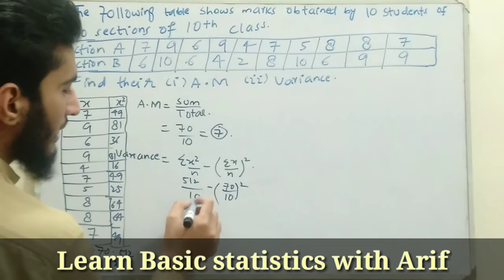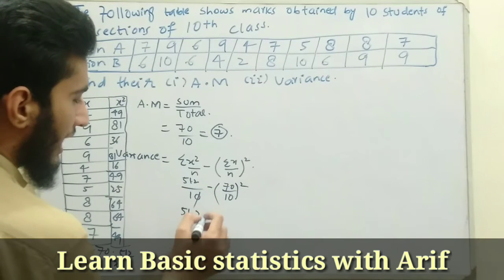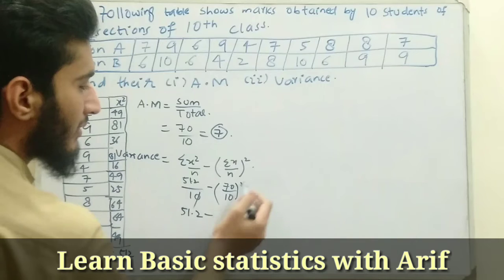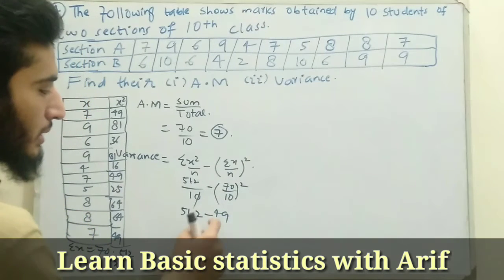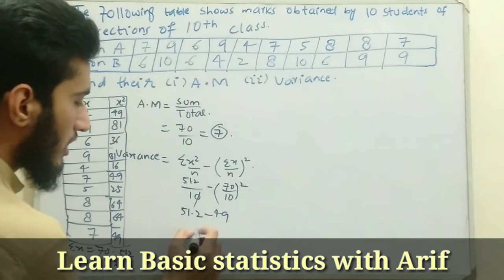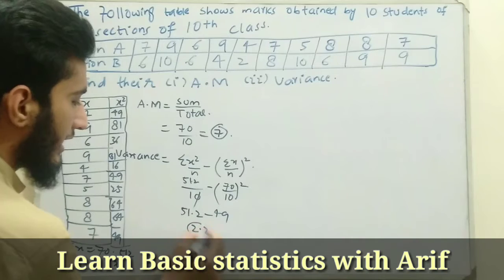So 512 divided by 10 gives 51.2, minus 70 divided by 10, which gives us 7. 7 square gives us 49. So 51.2 minus 49 gives us 2.2. So the required value is 2.2. This is the variance for section A.